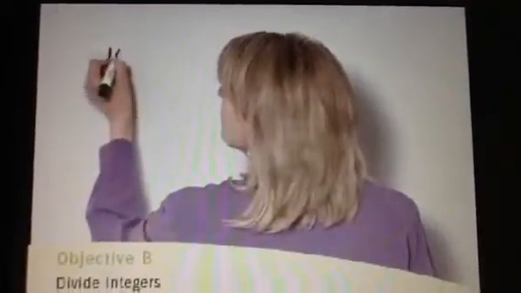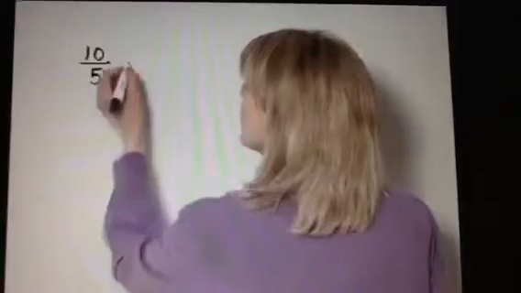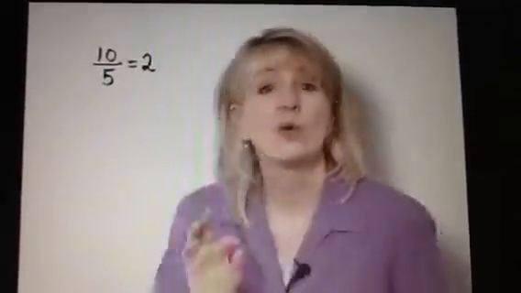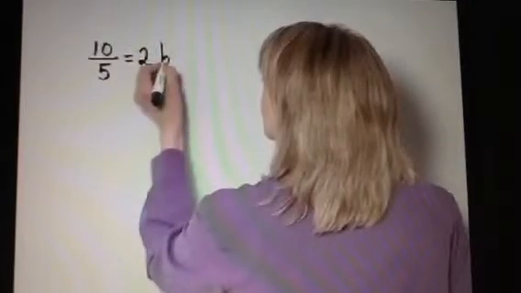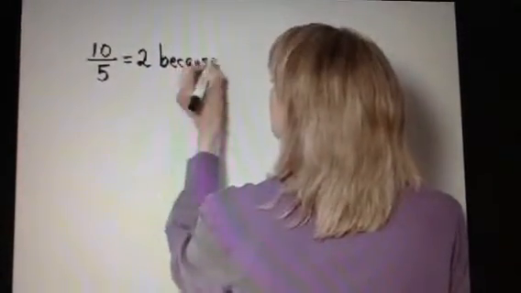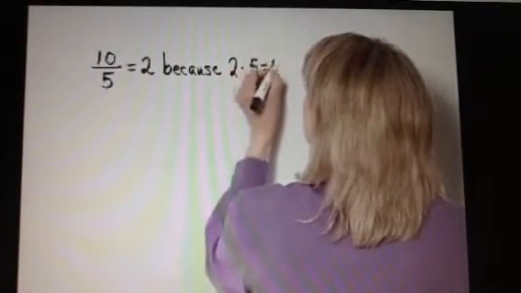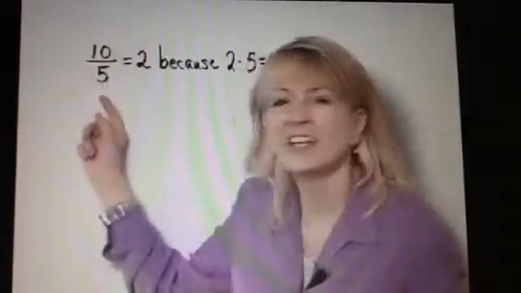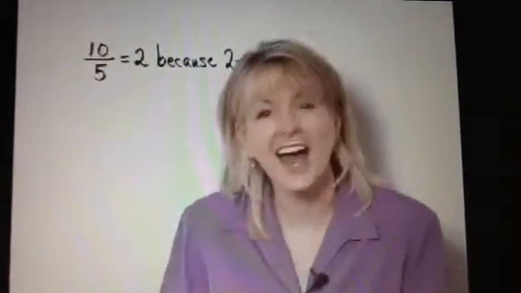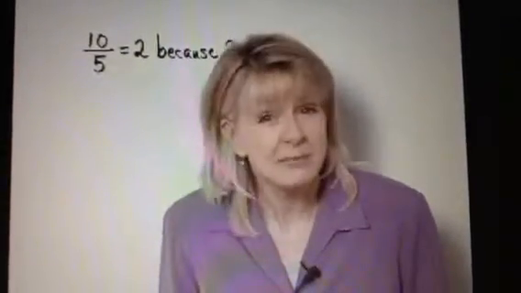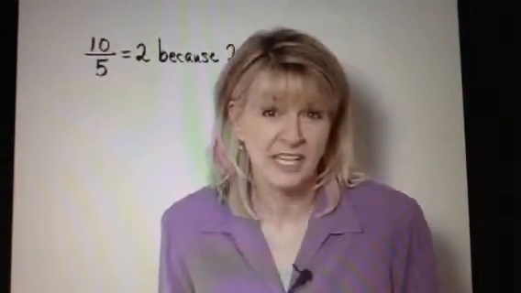Let's now talk about dividing integers, and we'll do so by starting with something we already know. What is 10 divided by 5? Well, we know 10 divided by 5 is 2. Why? Because 2 times 5 is 10. Now, what is my point? My point is we can find out about sign rules for division simply because we know sign rules for multiplication.